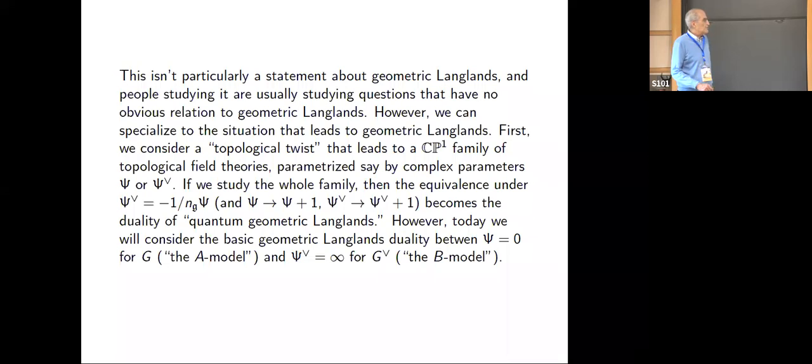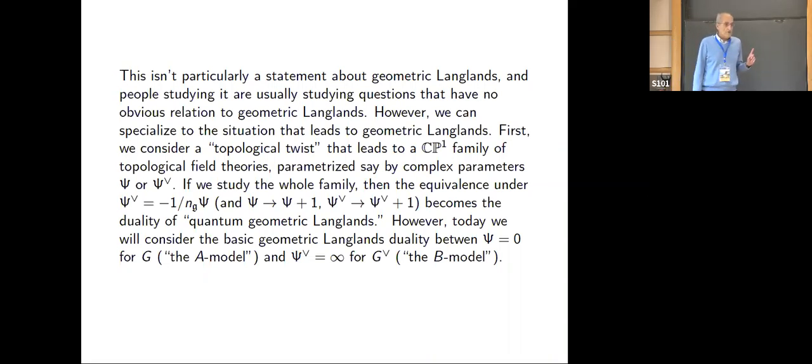First, we consider a topological twist that leads to a family of topological field theories parameterized by CP1, which I'll parameterize by affine coordinates psi or psi dual. If we study the whole family, we find that we get these trivial equivalences that shift psi or psi dual by an integer, but we also get a quantum equivalence, similar to the one we had in the untwisted theory. The whole family becomes the dualities studied by mathematicians working in what's called quantum geometric Langlands. But for today, we'll just consider the basic geometric Langlands duality between psi equals 0 for G and psi dual equals infinity for G dual.